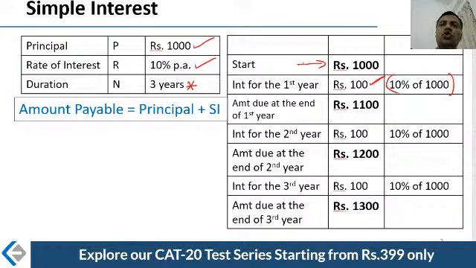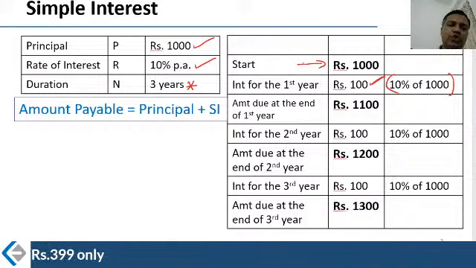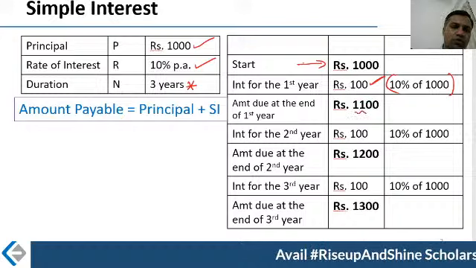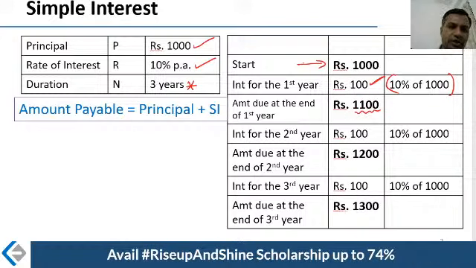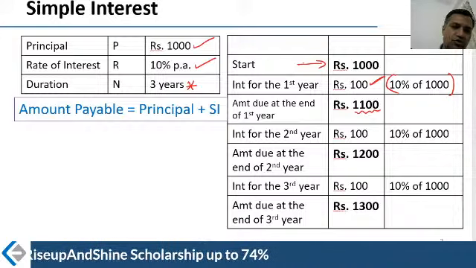Great. If you want to withdraw, which means you decided that I'll just keep it for 1 year and then withdraw it, then the amount due at the end of the first year would have been 1,100. That's the amount due, because you started off with 1,000. You kept it for a year, it earned 100 rupees as interest, therefore the amount due is 1,100.